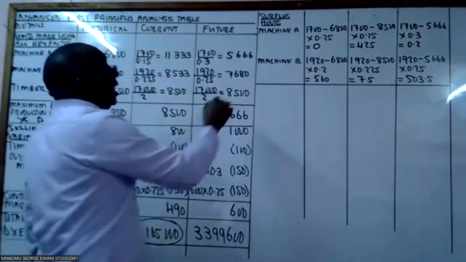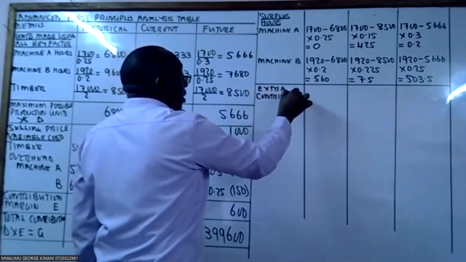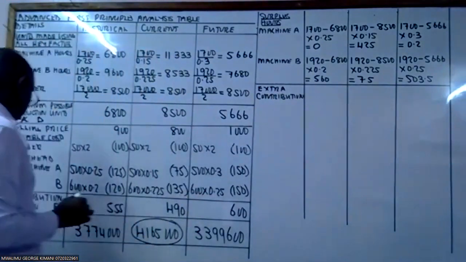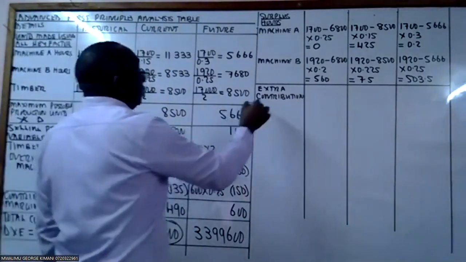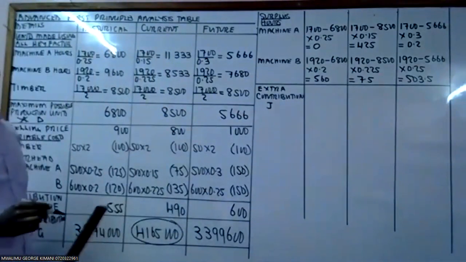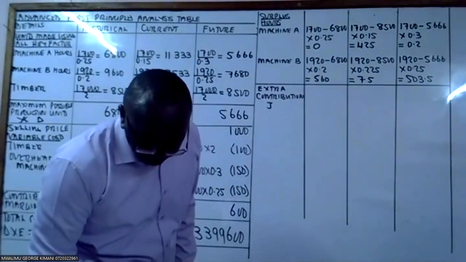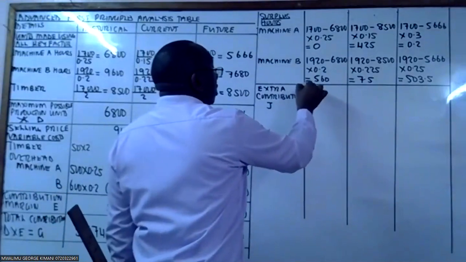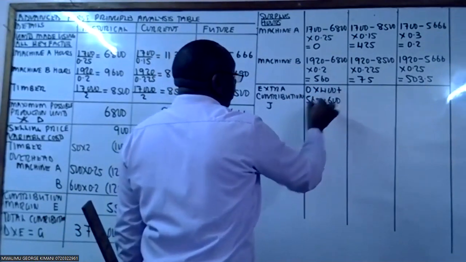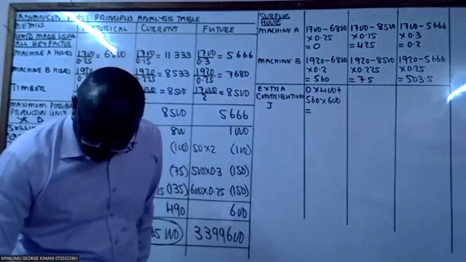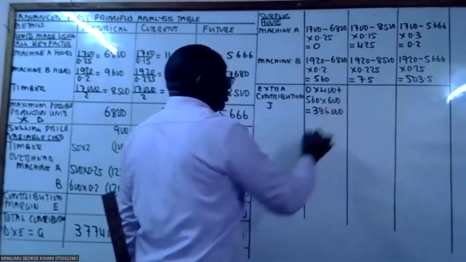Then we come and get extra contribution. And this extra contribution, tulikuwa na G, I don't want H because of this. I can be confused with one, let's call it J. The extra contribution, we call it J. So in A, we are making 400, and B, we are making 600. So it is 0 times 400 plus 560 times 600. That is giving us 336,000.